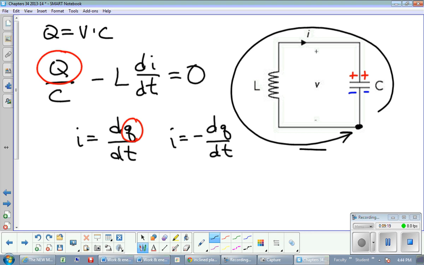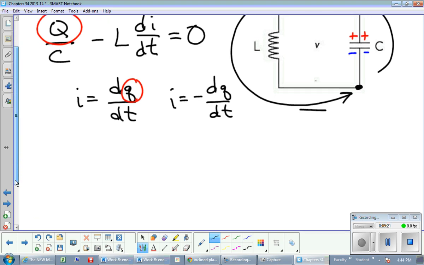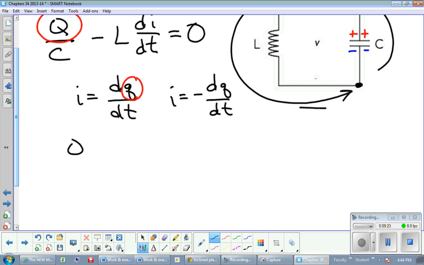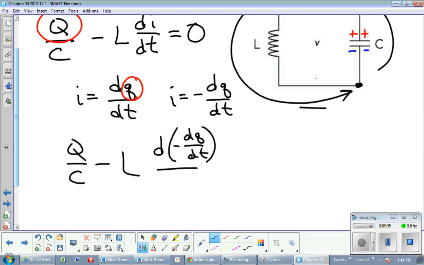And so I'm going to substitute that in for I. And what are we going to get here? Well, we have Q over C still, and then a minus, and then L, and then the derivative of a derivative, dq dt with a negative sign in the front, dt.